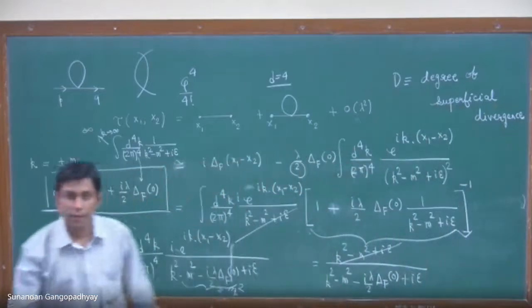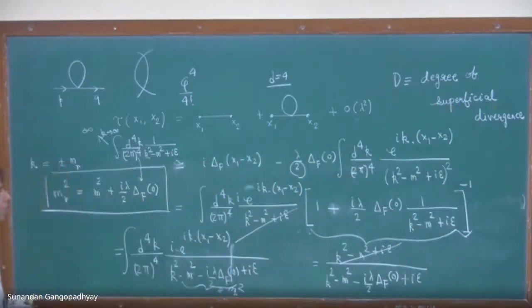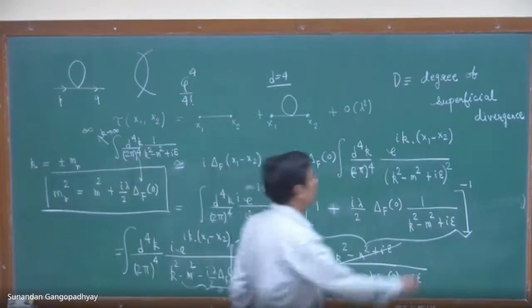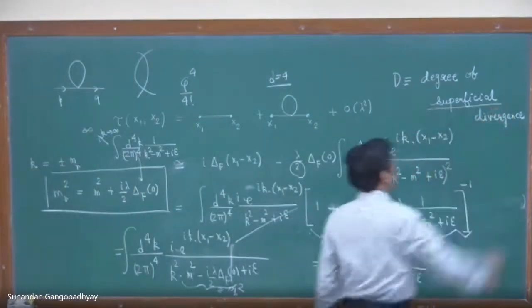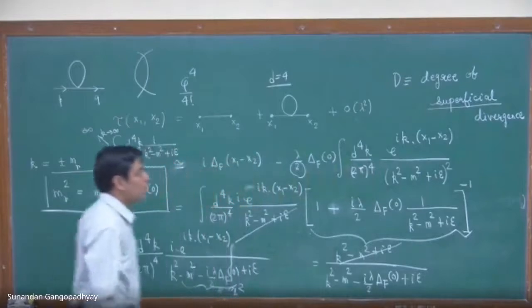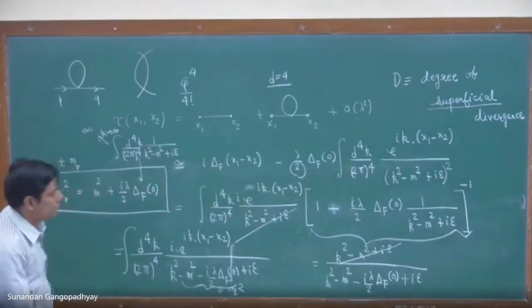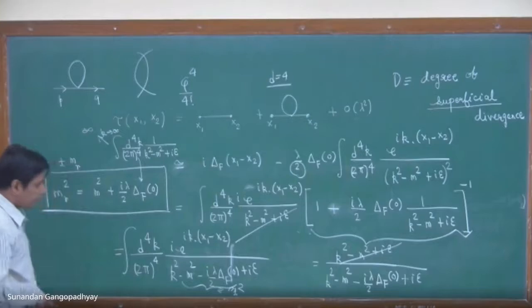Okay, it is the degree of superficial divergence. Now, take note of this word. What do you mean by degree of superficial divergence? We shall come to that point later.